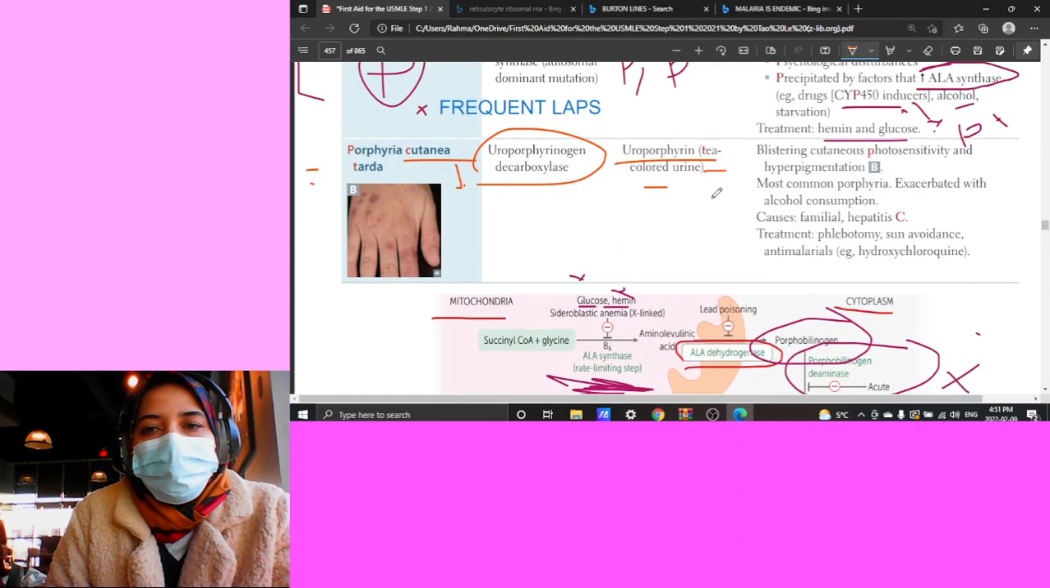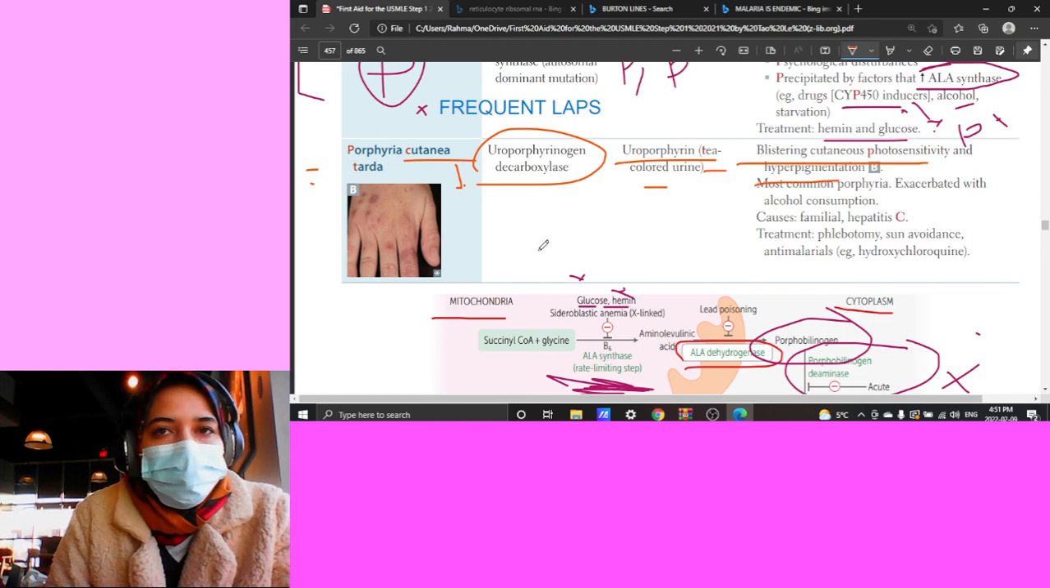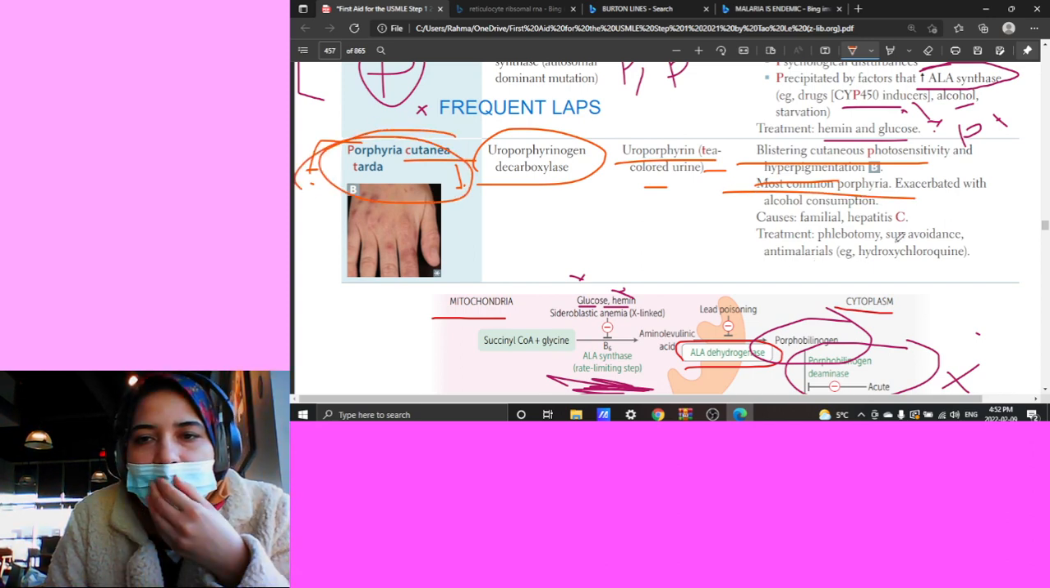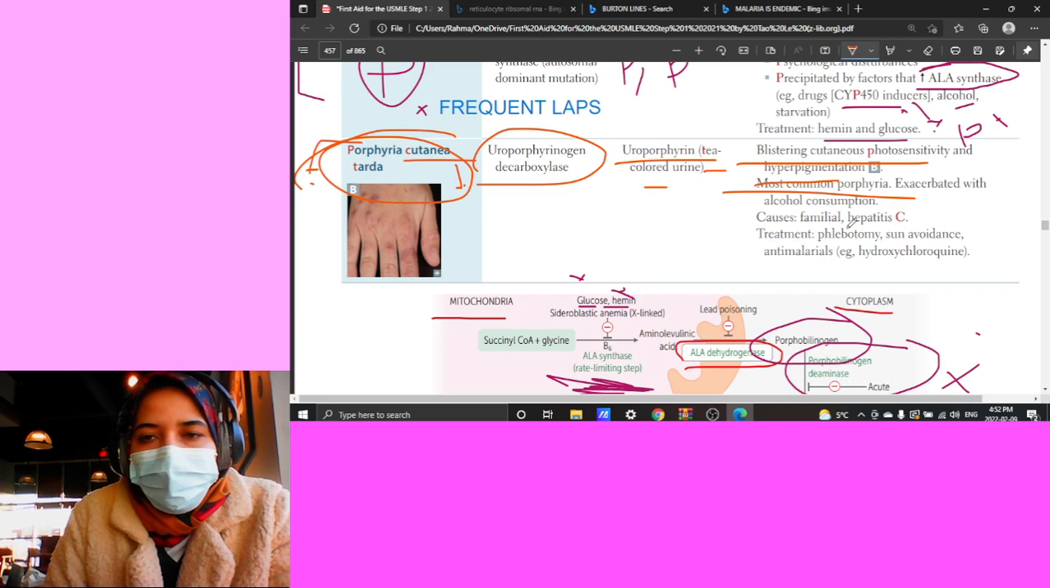So you're going to get this tea-colored urine. You're going to get a blistering cutaneous photosensitivity. You're going to get a patient who was out in the sun, drinking alcohol, and they have these cutaneous blisters that develop on their skin. And then you're going to figure out eventually they might have tarda. It is the most common porphyria, so that's important. And it's very high yield to be aware of the fact that it is associated with hepatitis C.